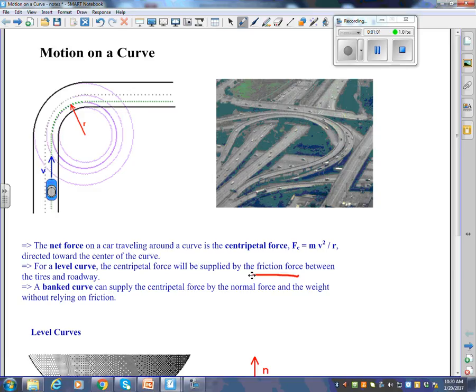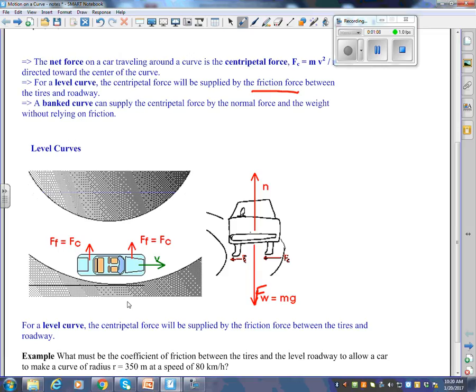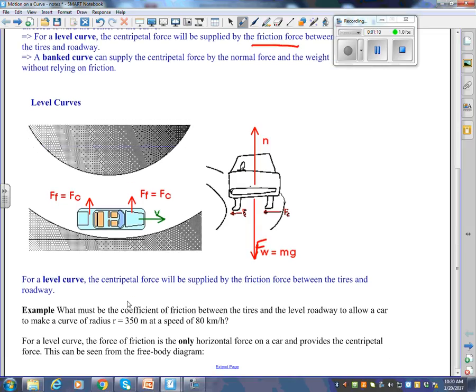A banked curve can supply the centripetal force by the normal force and the weight without relying on friction. So first of all, we're going to look at level curves. So here I have a couple pictures.